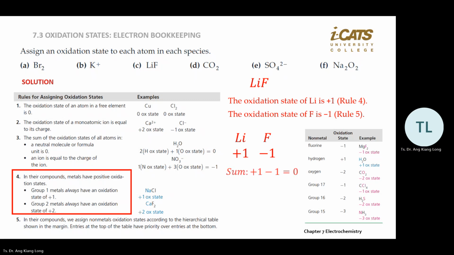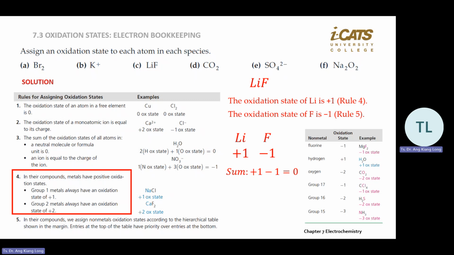Okay, so then you need to do the sum. If you have 2 different atoms, you need to do the sum. So how to do the sum? You take +1, take the -1, sum together, you get 0. It will agree with the molecule, LiF, no charges. If the molecule has no charges and you do the sum and get a number, it means your calculation is wrong.